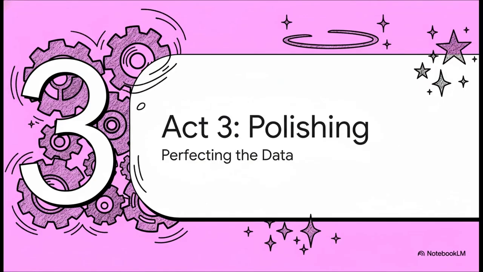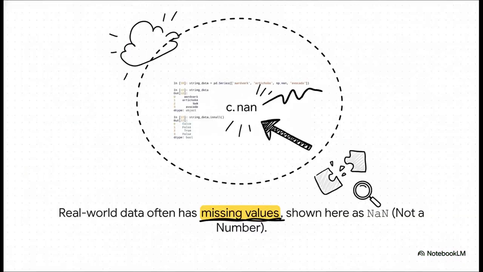Okay, on to our final act. We're going to take our assembled, well-shaped data, and we're going to apply those finishing touches to make it totally production ready. No matter how good your data source is, you will almost always run into missing values. It's inevitable. And Pandas has a standard way of showing this, NaN, which, as you probably know, just stands for not a number.